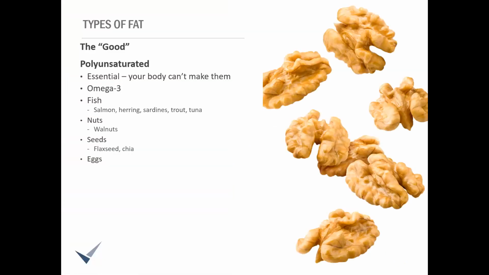And then we have the polyunsaturated fats. These fats are known as essential because the body can't make them. You must get them from foods. You've probably heard of omega-3 fatty acids, right? Those are a type of polyunsaturated fats that are known specifically to be very beneficial. You can get these types of fats from fish, fatty fish specifically, salmon, herring, sardines, tuna, trout, and then from walnuts and some seeds like flax seeds and chia seeds. And then again, I threw those eggs on there as well.